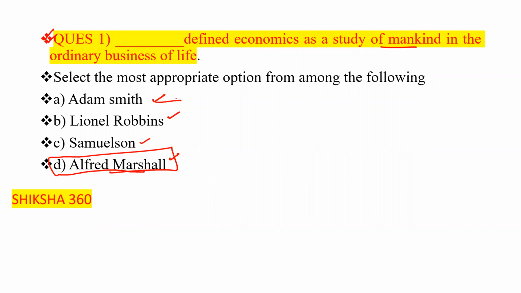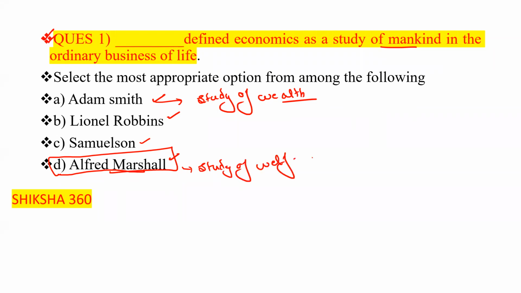Adam Smith's definition is the study of wealth. That definition is given by Adam Smith. And Alfred Marshall's is the study of welfare. The welfare definition or mankind definition is related to Alfred Marshall. So the correct answer here is option number D. So please remember these points while answering the question. Now move to the second question.